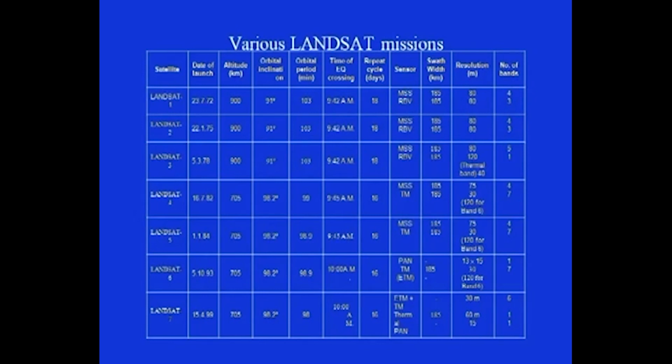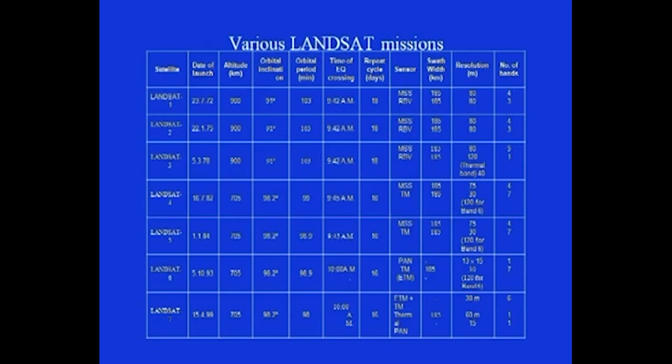The same features are repeated for Landsat 2 also. This was launched on 22nd of January 1975. Landsat 3 was launched in the year 1978, on 5th of March, having the same characteristics, except that the RBV had a thermal band of 40 meters, and the number of MSS bands was enhanced from 4 to 5, while the RBV was reduced from 3 to 1.